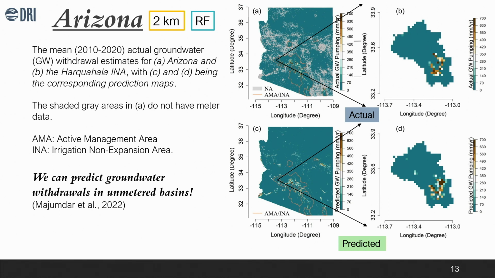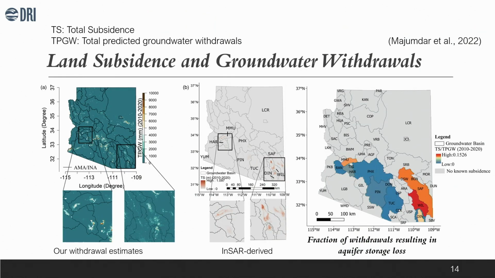But with our approach, we can predict groundwater withdrawals in unmetered basins and look at how subsidence plays a role here. So when we look at the groundwater withdrawals in unmetered basins and in regions where land subsidence is happening, for example, the Wilcox Basin in southeastern Arizona, we can develop ratios which show the fraction of withdrawals resulting in aquifer storage. And so in the Wilcox Basin, almost 15% of the withdrawals result in aquifer storage loss. And this subsidence was mapped using interferometric SAR with the help of the Arizona Department of Water Resources.